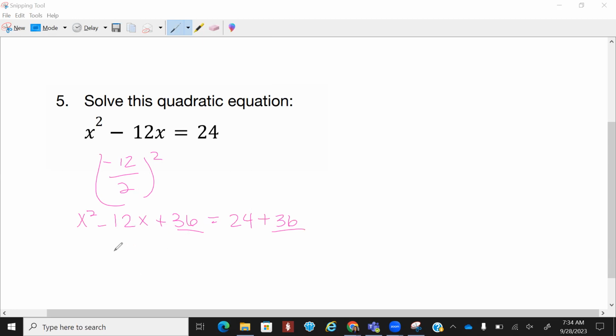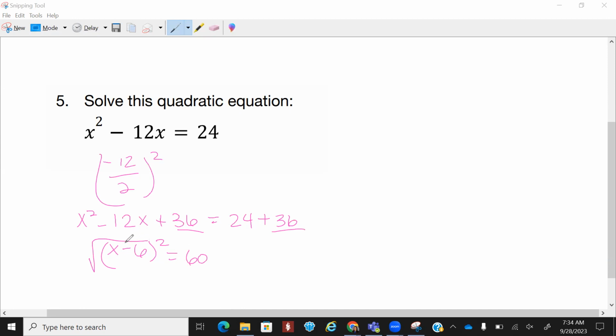All right, when we factor, we get x minus 6 squared. 24 plus 36 is what? 60. Oh, boy. Now, what do you do next? Square root? Wait a minute, where'd you get 6 from?